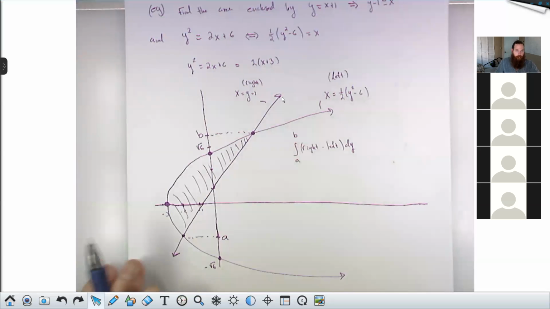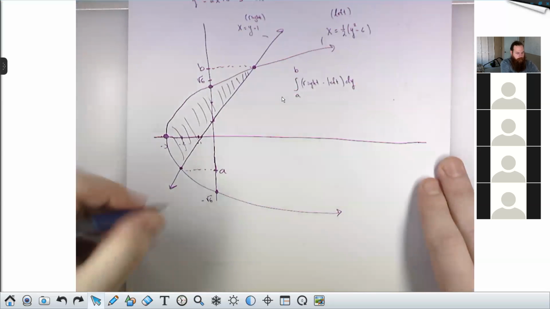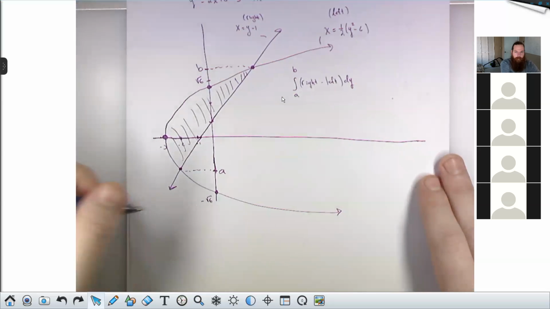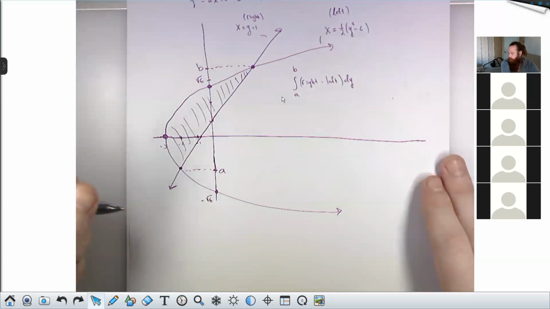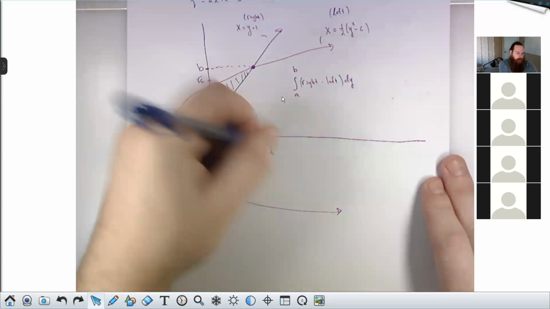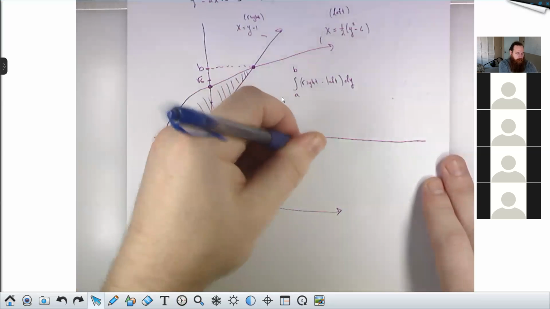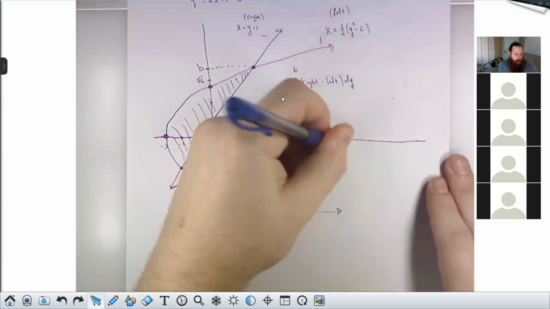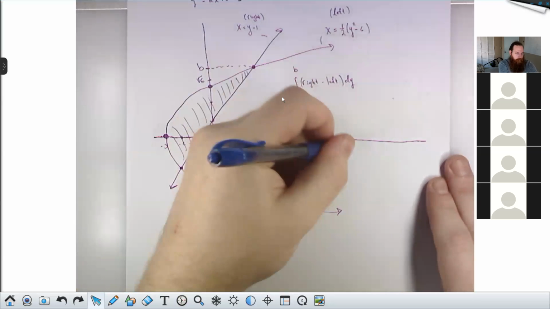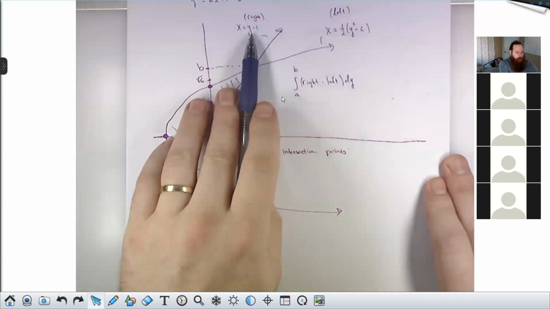So let's find those intersections. Let's see, where do I have space to do this? I'll do it here. Let's find the intersection. So I'm going to take this guy and set it equal to this guy.